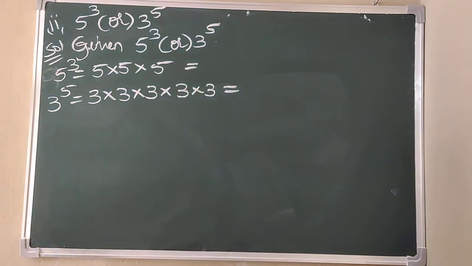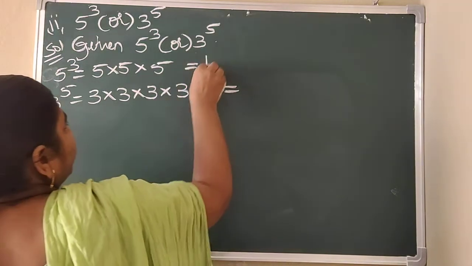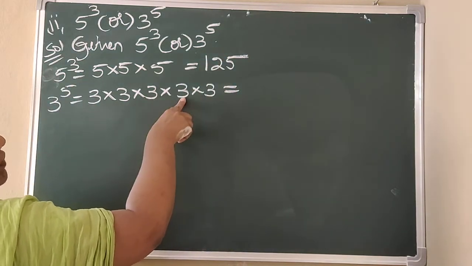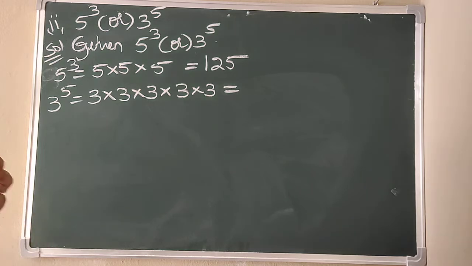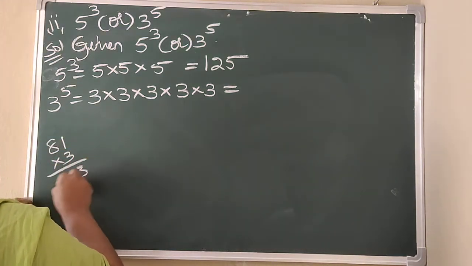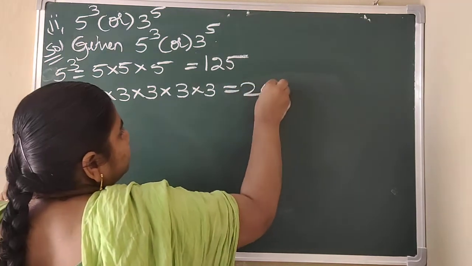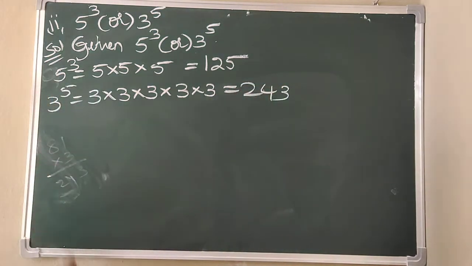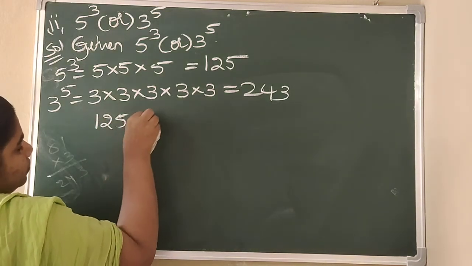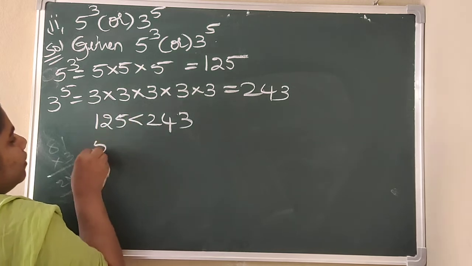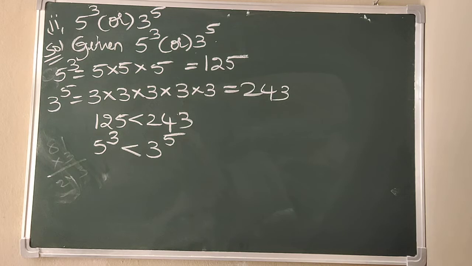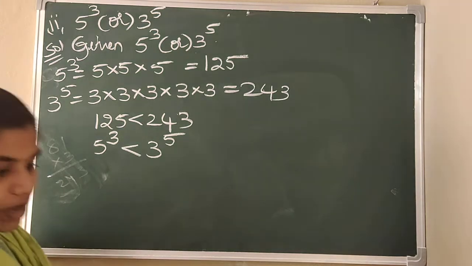So 5 5s is 25. 25 5s is 125. And here 3 3s are 9. 9 3s are 27. 27 3s is 81. 81 3s will be 243. So we know that 125 is less than 243. So we can say 5 cube is less than 3 power 5. Okay. So this is our answer of the second one.